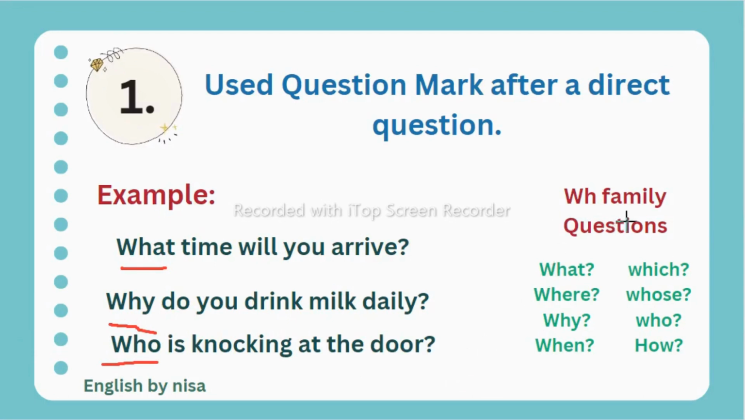Now here we have this WH family question. So when you get this WH family words like questions, you have to put a question mark at the end. Like we can get questions from what, where, why, when, which, whose, who, and how. So these all are WH family questions. So whenever you get this, you have to put a question mark after this.